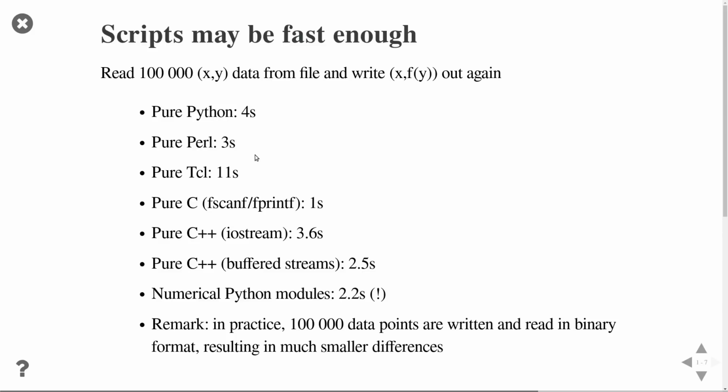If you use buffered streams, you can speed up the C++ version a little bit and get down to 2.5 seconds. But if you use the numerical Python module, which is designed for reading in large data and processing numerical data, you can go down from 4 seconds to 2.2 seconds, and we're actually exceeding the performance of the C++ version. But we're still away from the C solution. Now, 100,000 data points isn't very much; it would be more interesting to read in 1 million or 10 million data points, but this still tells the main story.